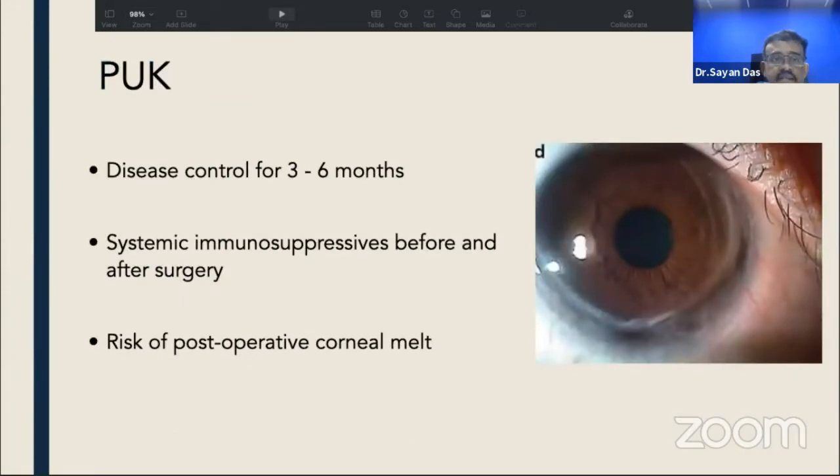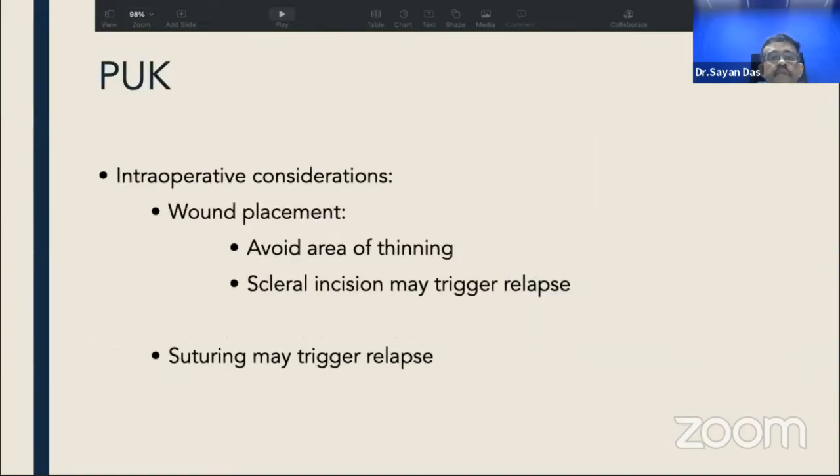If the patient has had an episode of peripheral ulcerative keratitis, disease control for at least 3 to 6 months is important because surgery is known to predispose to postoperative inflammation in a predisposed patient, and we should use systemic immunosuppressive in these patients before and after surgery because there is a risk of postoperative corneal melt at the site of the incisions.